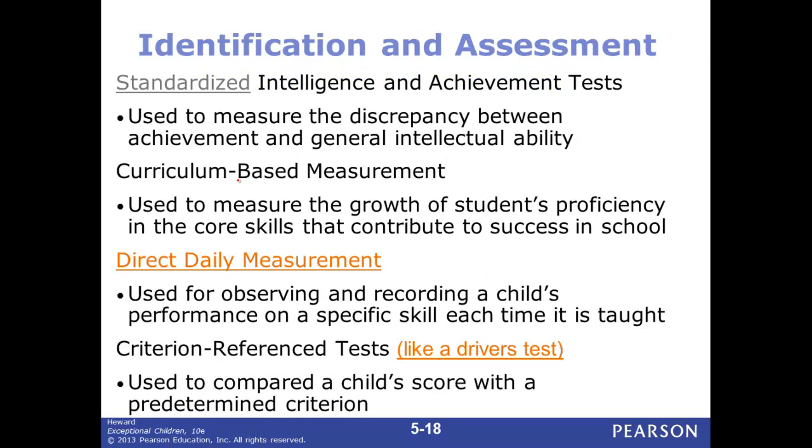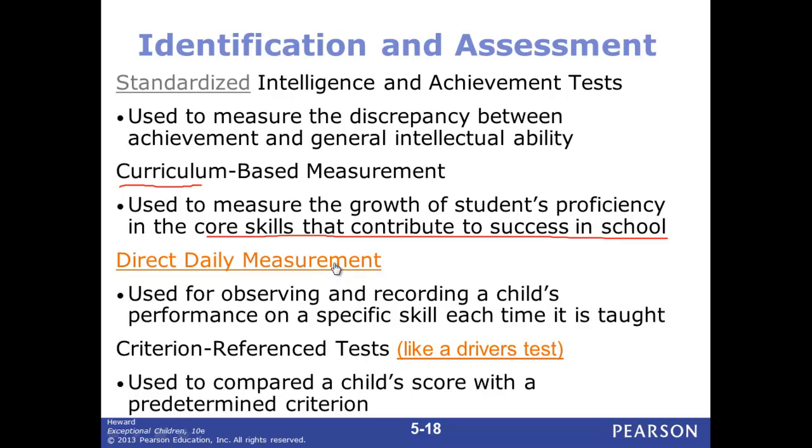And then a curriculum-based measurement is used to measure the growth of a student's proficiency in core skills that contribute to success in school. Curriculum is exactly that: it's what they're studying in school. Then a direct daily measurement is used for observing and recording a student's performance on a specific skill each time it's taught. And then a criterion-referenced test, like a driver's test, is used to compare a child's score with a predetermined criterion. Like a driver's test, you pass or fail. I believe it's 80%, and if you don't hit that, you fail and have to redo it.